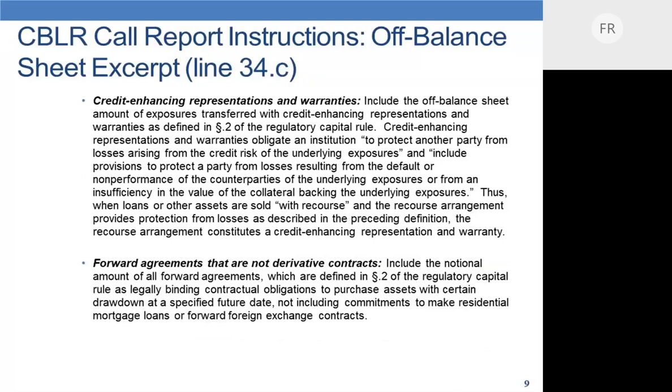Continuing on to slide 9, again, these are going to be amounts that are reported in line item 34C. Credit enhancing reps and warranties. As described in the call report instructions, institutions should refer to the definition of credit enhancing representations and warranties as defined in the capital rule in Part 324.2 for what exposures to report for this line item. Also report forward agreements that are not derivative contracts. Institutions should include the notional amount of forward agreements as defined in the capital rule. Again, to the extent the forward agreement is a derivative, it would not be included in the off-balance sheet qualifying criteria.